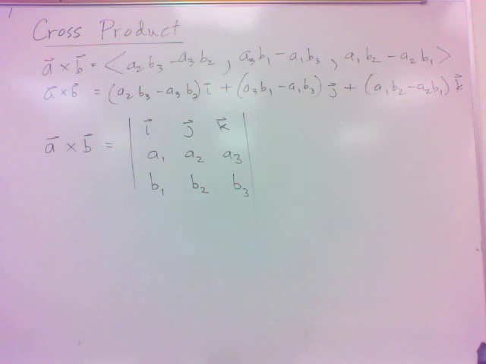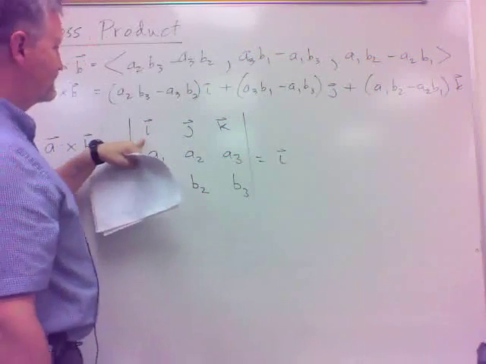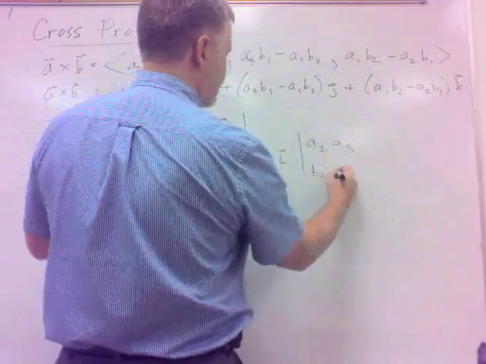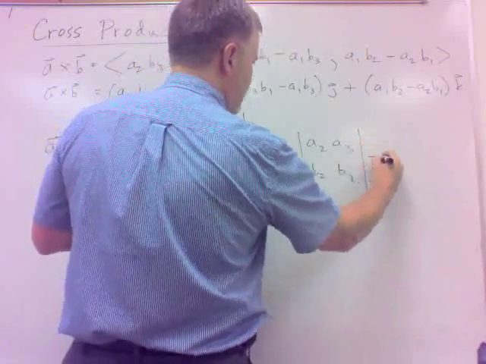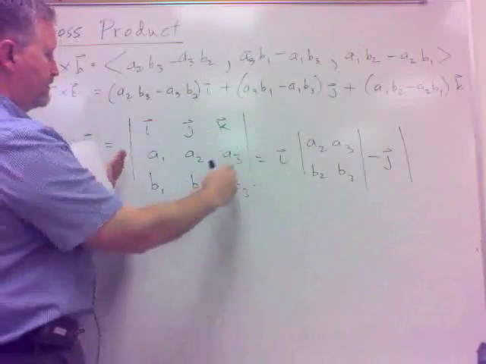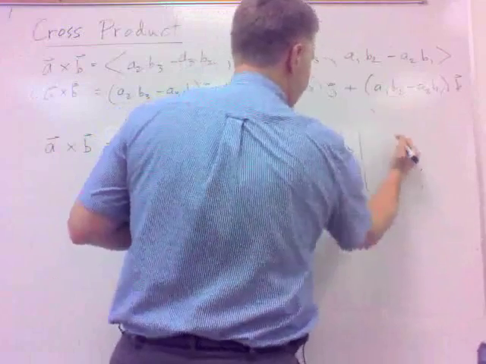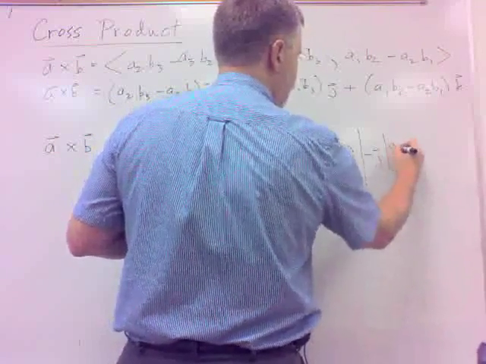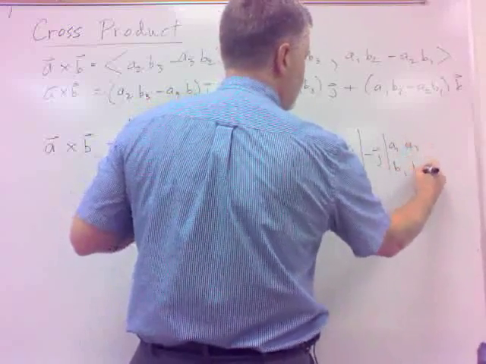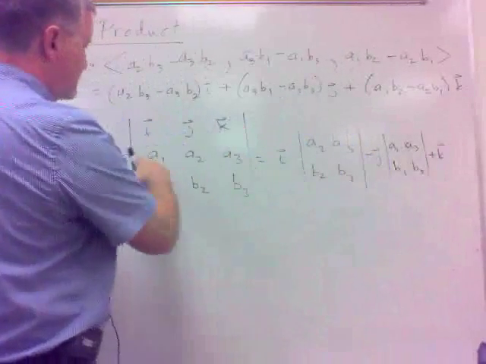So, notice how this works. I would take the I times what? The determinant of A2, A3, B2, B3. Then I would go minus the J times the determinant, eliminate the J column and row, A1, A3, B1, B3, right? Remember, that's a minus, though. And then we'll do the K times the determinant of A1, A2, B1, B2.